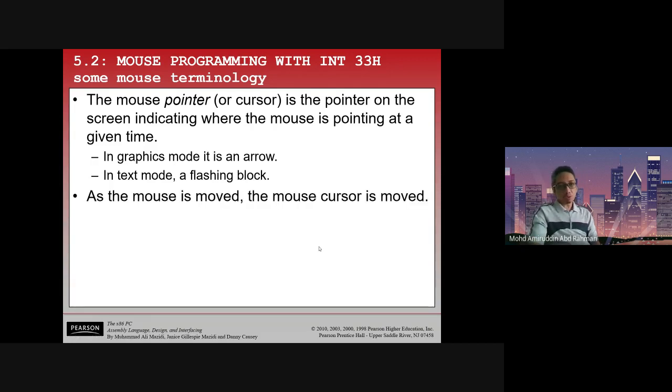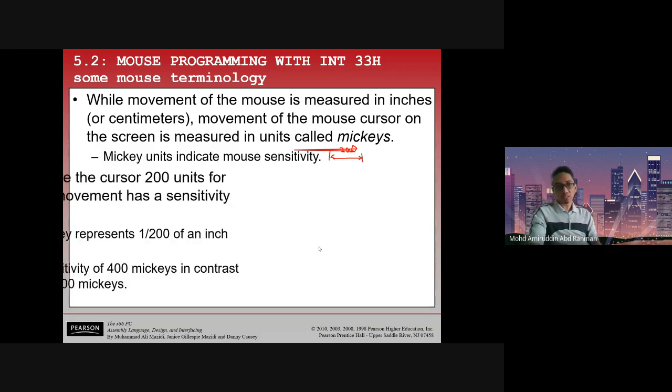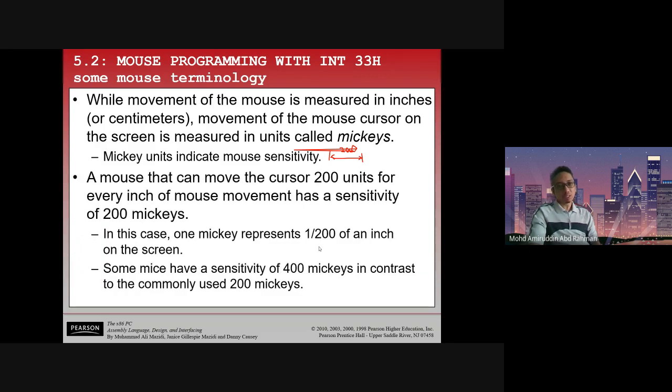As the mouse is moved, okay, the mouse cursor is moved. Okay, while movement of the mouse is measured in inches, okay, or centimeters, movement of the mouse cursor on the screen is measured in units called mickeys. Okay, mickeys. Okay, so the mickey unit indicates mouse sensitivity. A mouse that can move the cursor 200 units for every inch, okay, of mouse movement has a sensitivity of 200 mickeys.